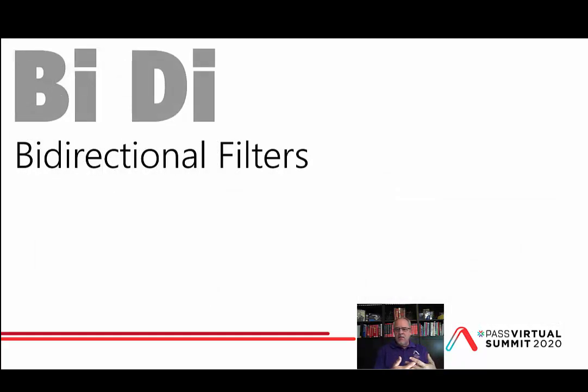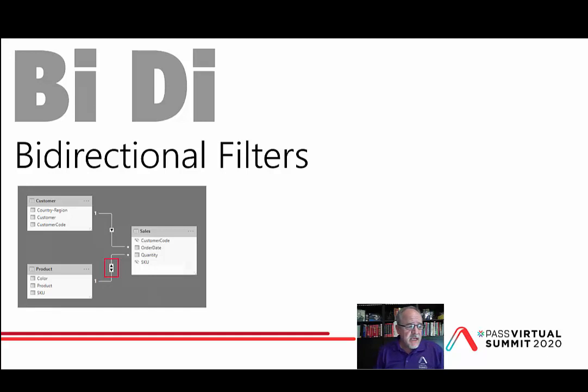Now, as your model gets fleshed out and as it gets more complicated, then you may need, or you may not need, to use bidirectional filters. Now, bidirectional filters always have a performance cost. Here's an example of a bidirectional filter. From customer to product, I have sales in the middle. If I want to be able to select a customer and see the products that that customer has purchased, then my filter through these relationships must flow in a single direction.